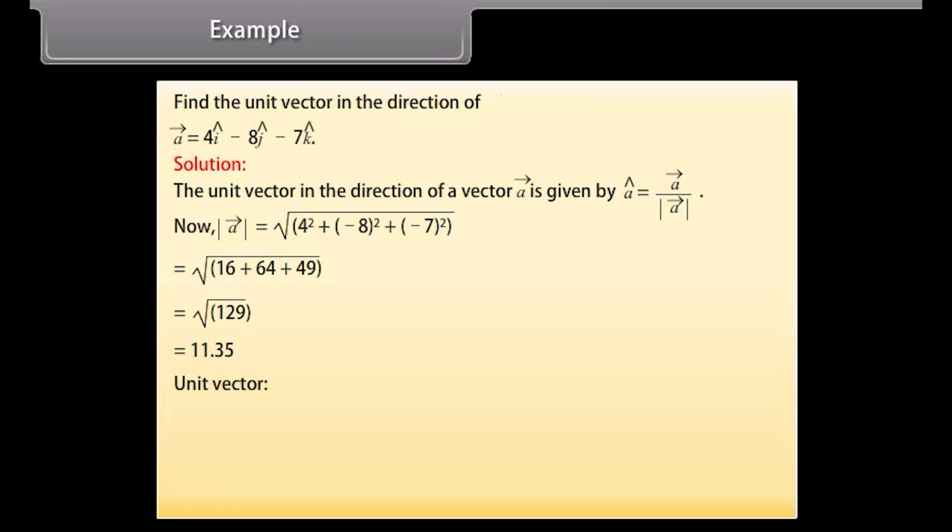The unit vector A equals 1 by 11.35 into (4 cap i minus 8 cap j minus 7 cap k). Unit vector A equals 4 cap i by 11.35 minus 8 cap j by 11.35 minus 7 cap k by 11.35.